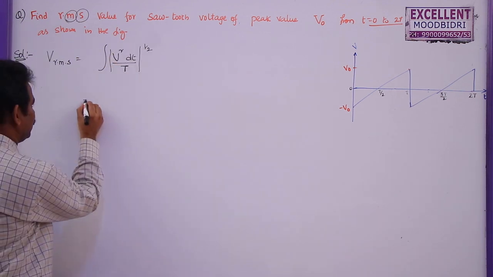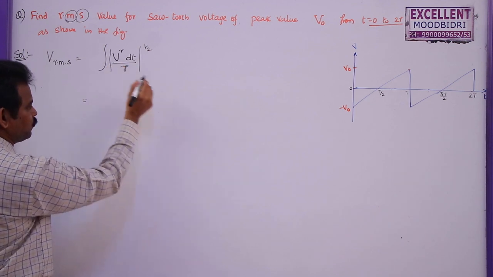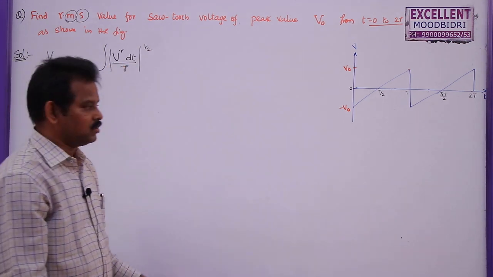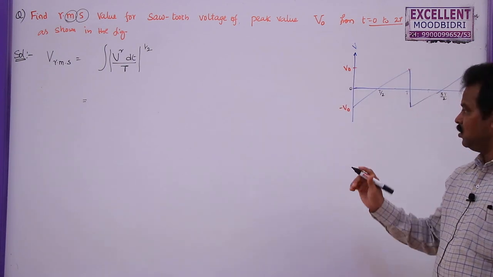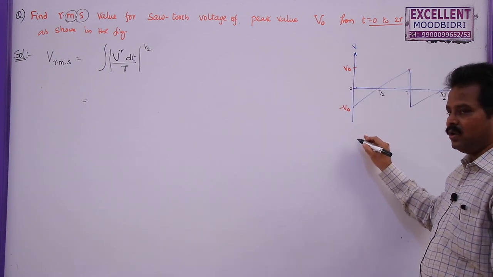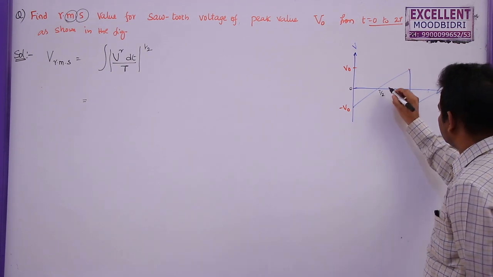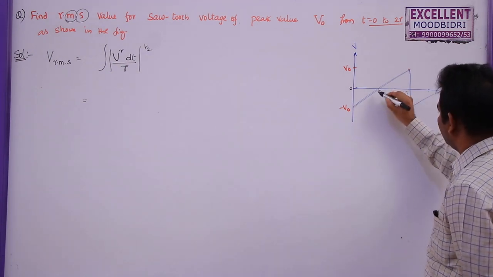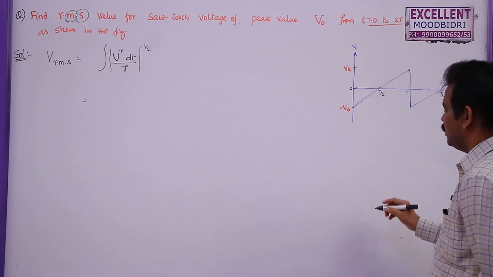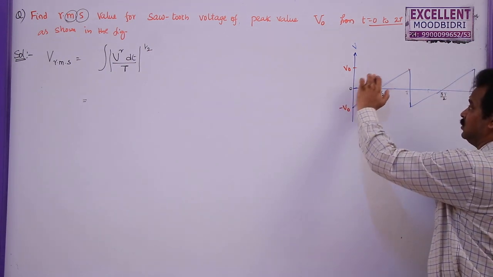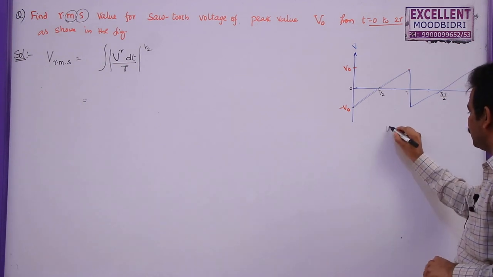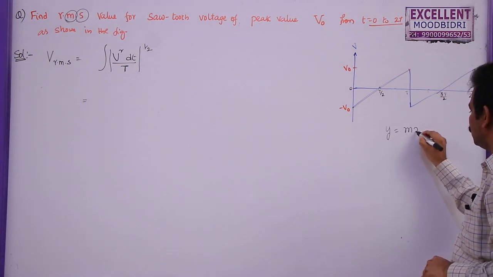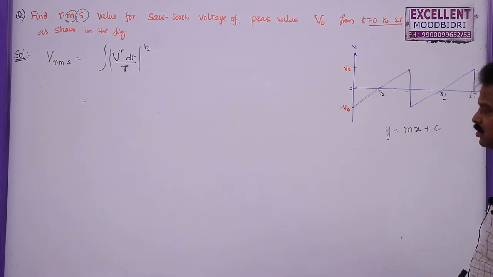Now first let me find the equation for the voltage here. Here the voltage is not constant, it is varying. If it is a sinusoidal curve, voltage can be written as V is equal to V0 sin omega t. But here you can see this is a straight line and it has a y intercept. If it is passing through the origin, then the equation would be y is equal to mx. Now it will be y is equal to mx plus c.